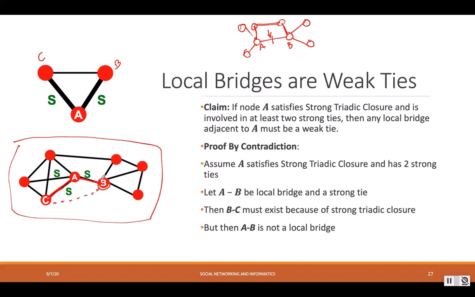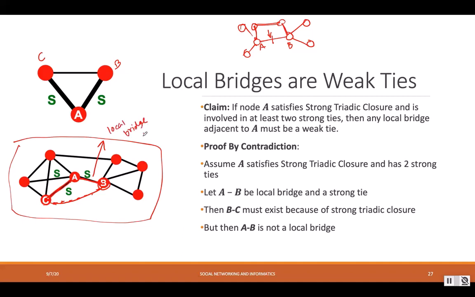All right, so we are saying that AB is a local bridge, but AB is also a strong tie. Now by contradiction we are going to prove that if AB is a local bridge, AB cannot be a strong tie. For now we are assuming that AB is a local bridge and also a strong tie. If AB is strong and AC is strong, there must be a connection between B and C, otherwise A will violate the strong triadic closure property. Now if there is an edge between B and C, what happens? Look at this graph. Now AB is not a local bridge anymore.